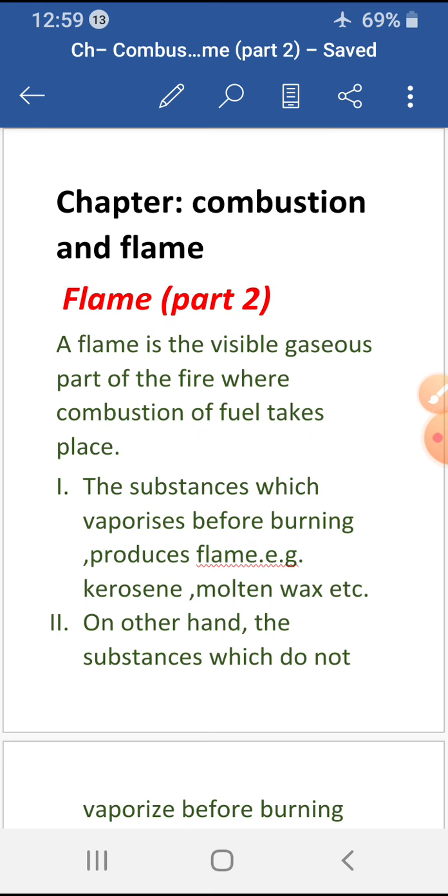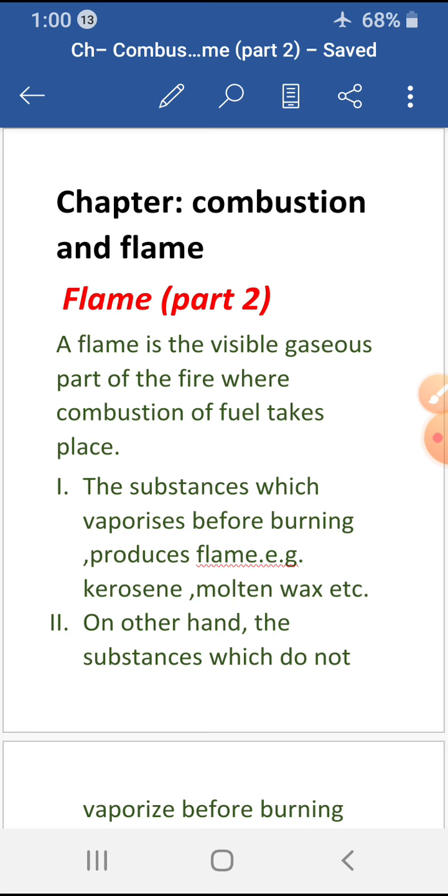What is a flame? A flame is a visible gaseous part of fire that we can see where combustion of fuel takes place. Dear students, I hope you all have seen so many fuels burning in front of you. Some burns with the flame and some glow red hot only. And even the color of flame is also different, like yellow, like blue. First of all, we are discussing why some fuel produces flame.